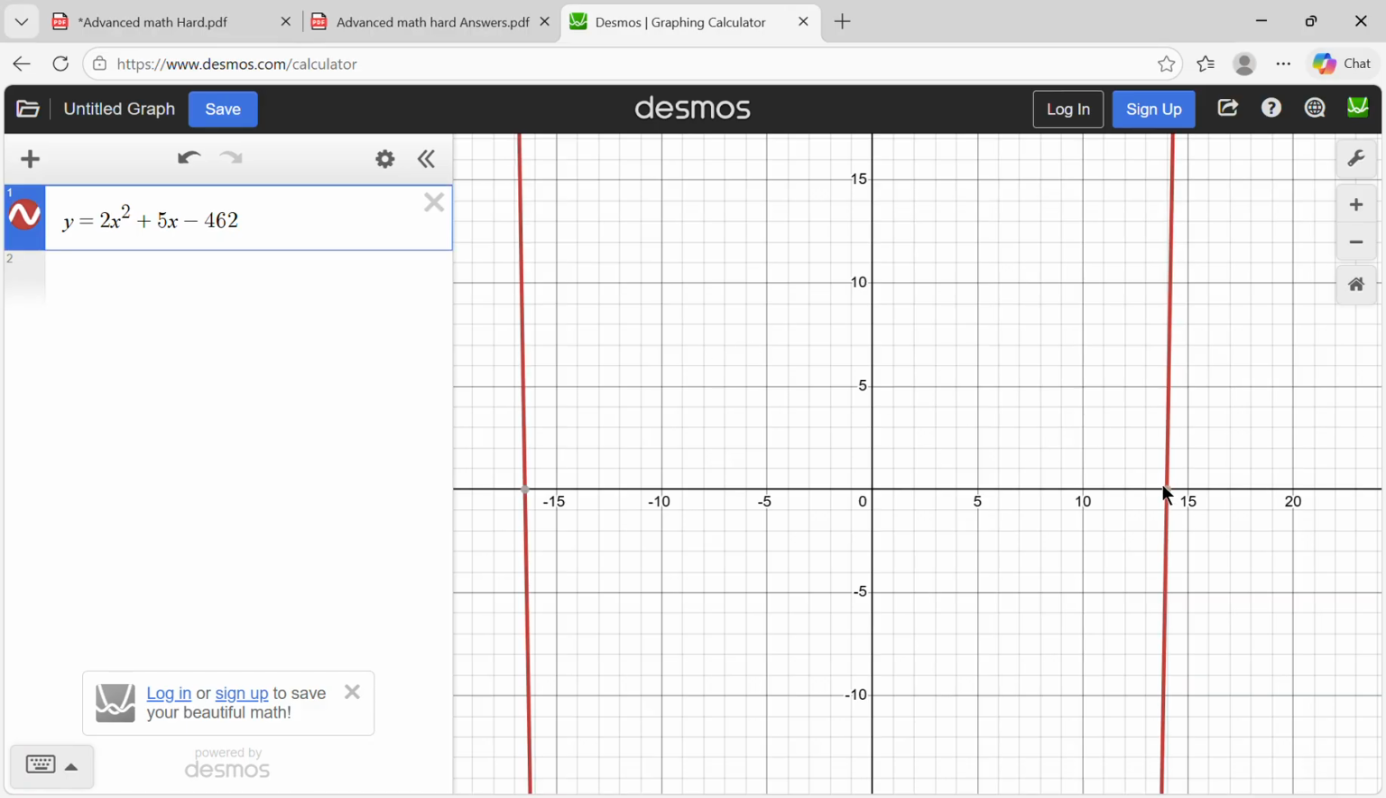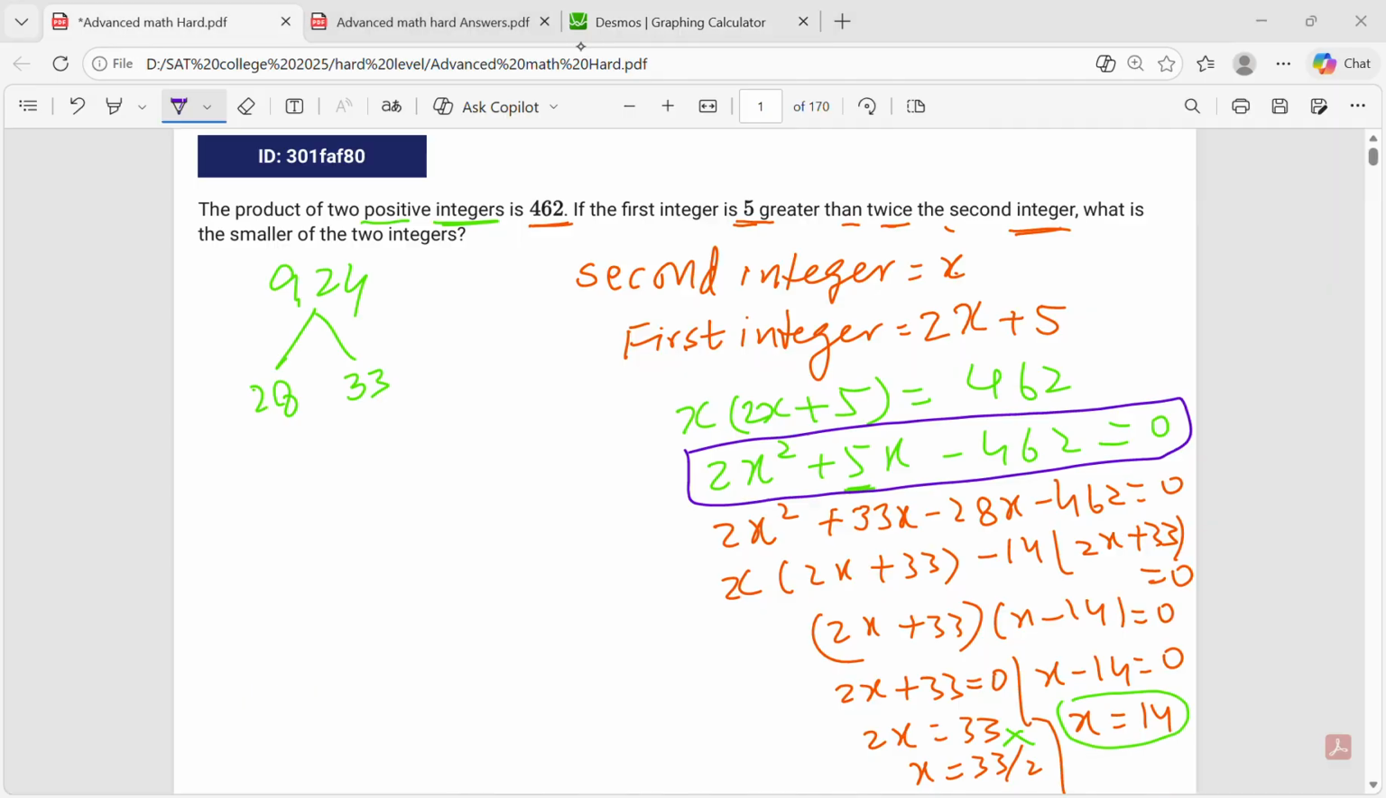And you can see here that the positive result is this one, 14, 0. So 14 is the answer, and this is the other fraction which we have got, negative 16.5, but we'll go for the positive 14, which is positive and an integer. Okay, so that's how we can use Desmos. This method is recommended for SAT, but in Algebra 2, where Desmos is not allowed, you have to use the algebraic method, so that method is good for Algebra 2.